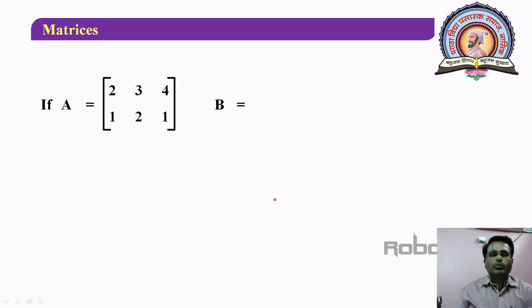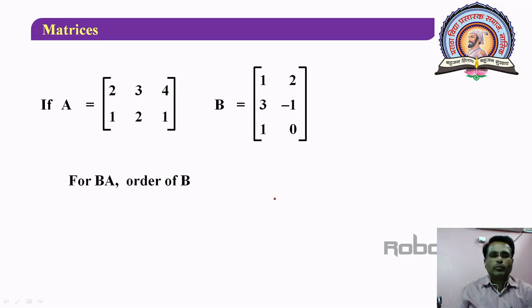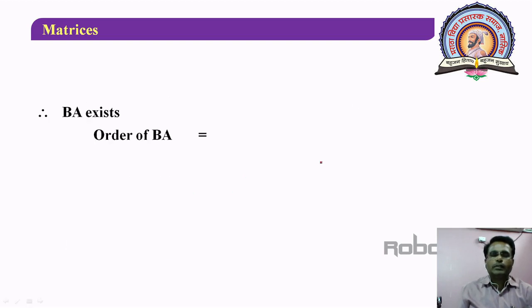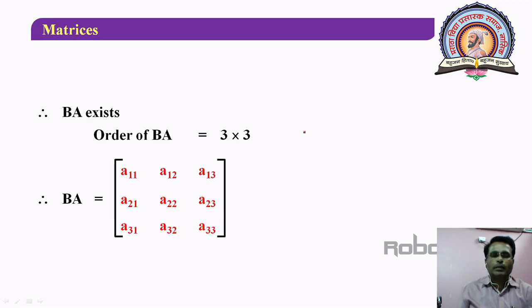If you consider A equal to the matrix 2 3 4 and 1 2 1, B equal to the matrix 1 2 3 minus 1 and 1 0, then for BA, the order of B is 3 by 2, therefore the order of A is 2 by 3, and the number of columns is again equal to the number of rows. The number of columns in the first matrix B equals the number of rows in the second matrix A, and therefore their product is possible. The resultant matrix is a matrix of order 3 by 3. So if we want to find BA, that is possible, and the BA matrix is of order 3 by 3, that will be obtained in this way: A11, A12 and so on.